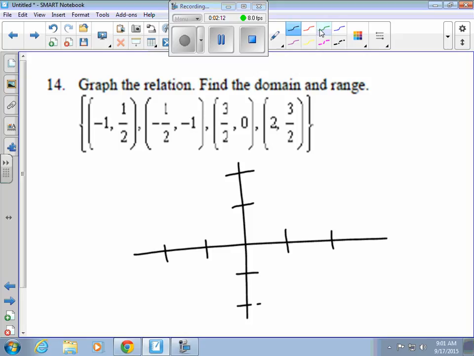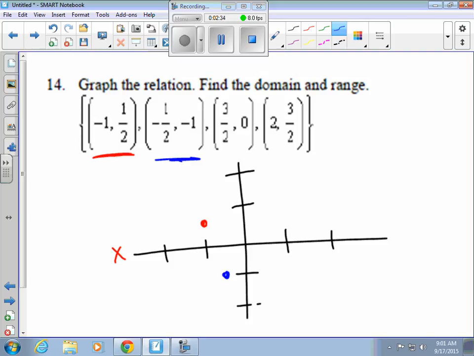So for this first one, (-1, 1/2). Your x is first. Remember, this is your x-axis. So you go to the left one, and then you go up 1/2. That's where the first point's going to be. The next one, (-1/2, -1). You're going to go -1/2 to the left and down to -1, so about right there.